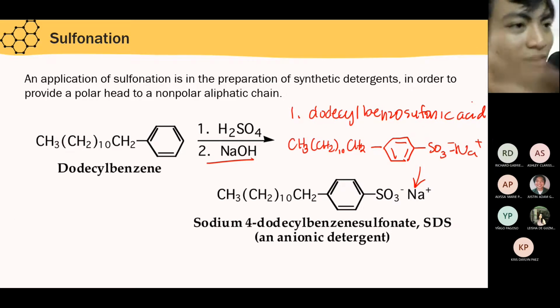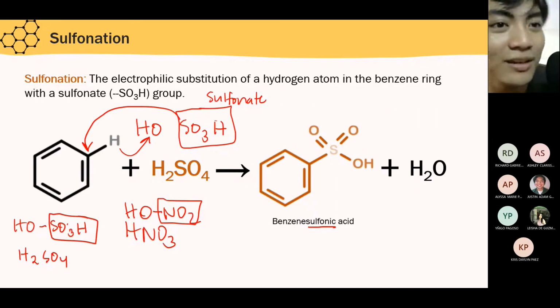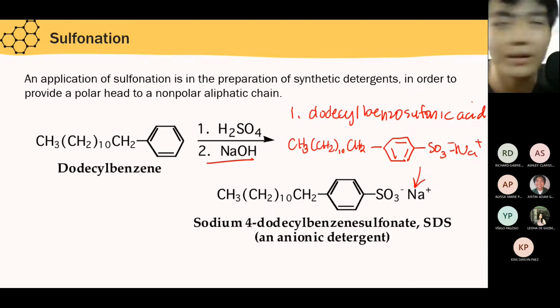Okay. Anyway, ang dami kong sinabi. So, yun yung application ng sulfonation. When benzene reacts with sulfuric acid, the sulfonate group, SO3H, yan yung kakabit sa benzene ring. Okay? So, yun. Okay.